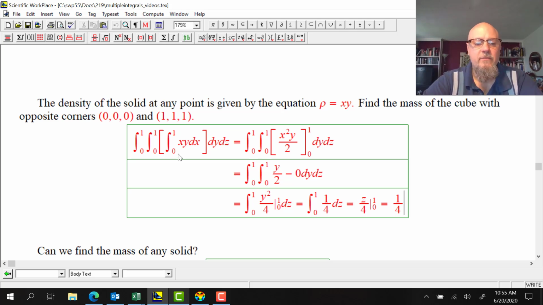And units. If this is a density, then we're summing up a density. This will be mass. It'll be in like kilograms if the density was in kilograms per cubic meter.